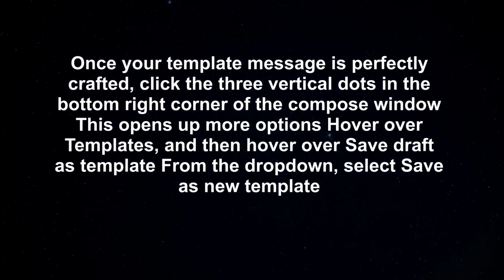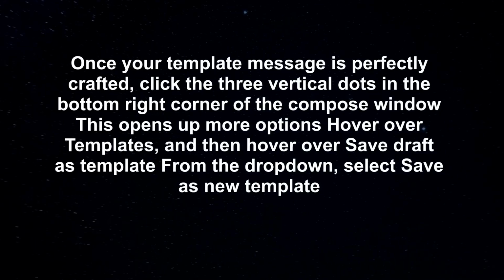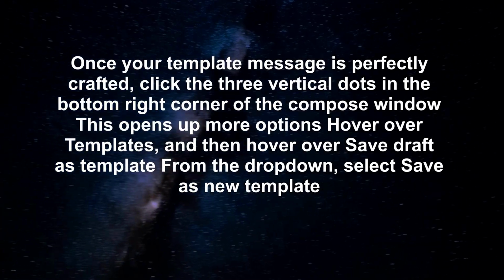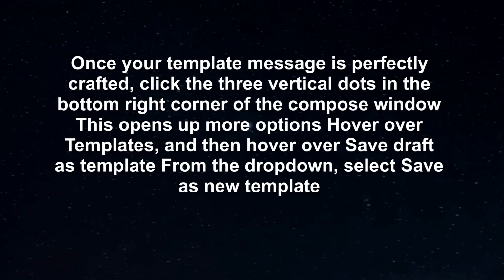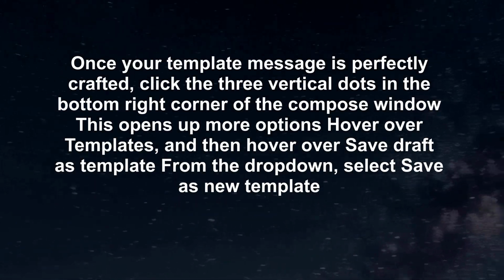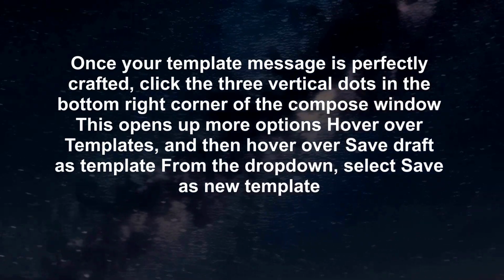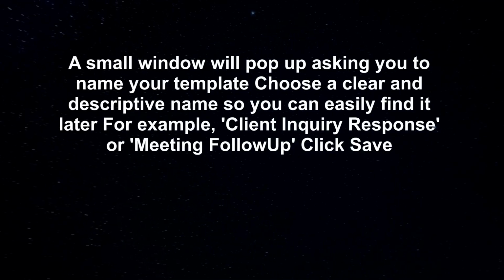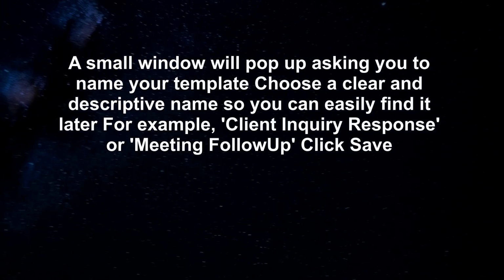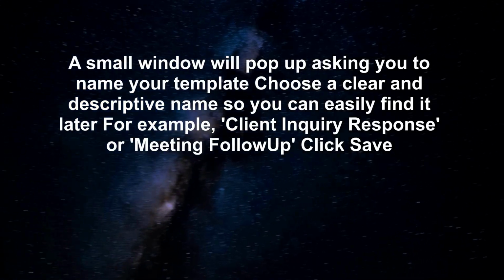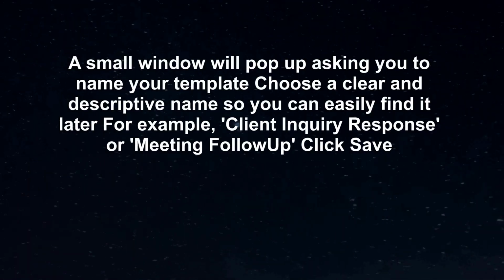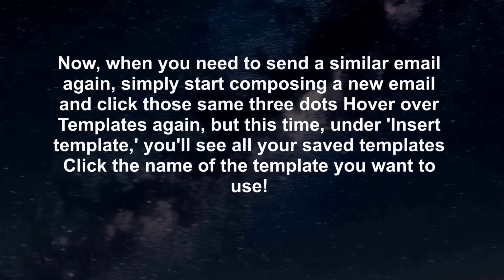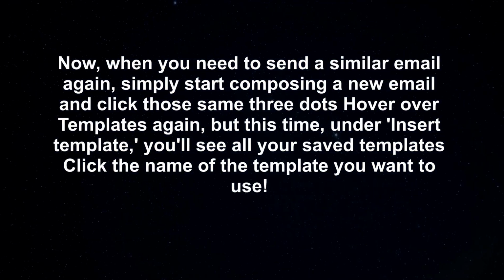Once your template message is perfectly crafted, click the 3 vertical dots in the bottom right corner of the Compose window. This opens up more options. Hover over Templates, and then hover over Save Draft as Template from the dropdown. Select Save as New Template. A small window will pop up asking you to name your template. Choose a clear and descriptive name so you can easily find it later, for example, Client Inquiry Response or Meeting Follow-up. Click Save.